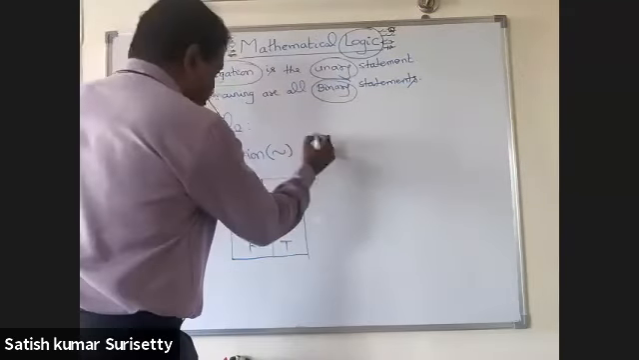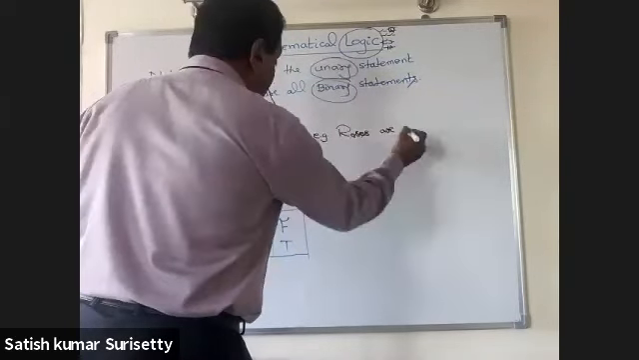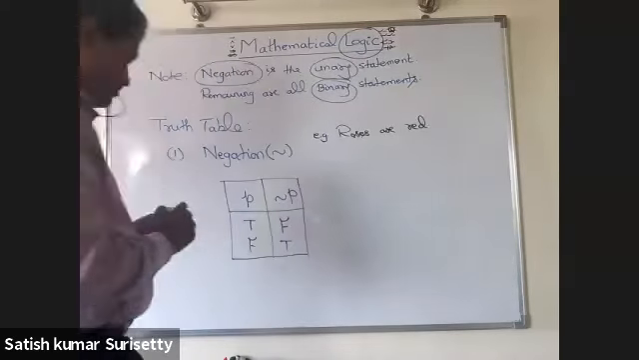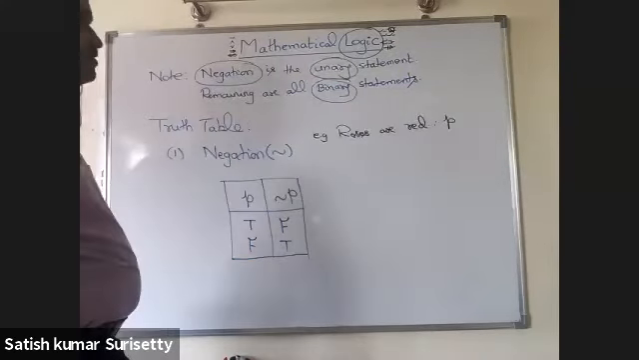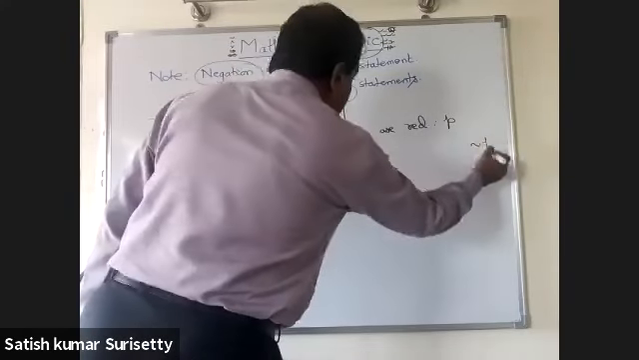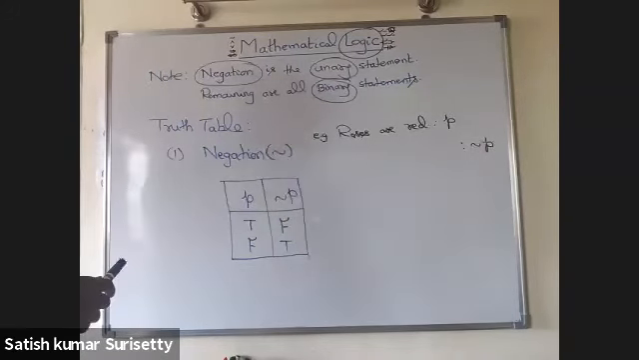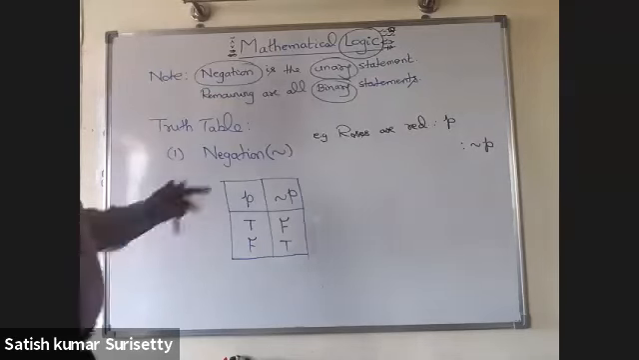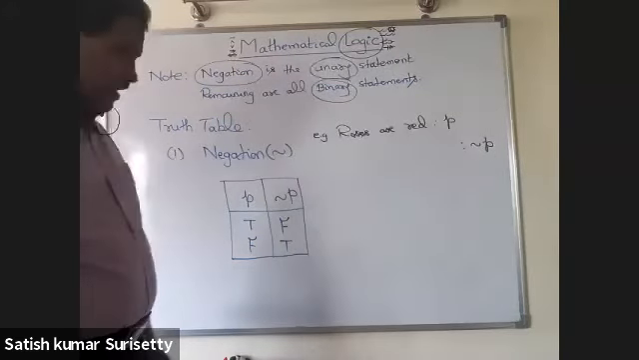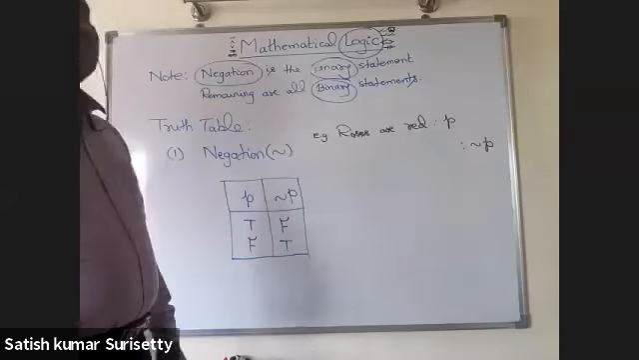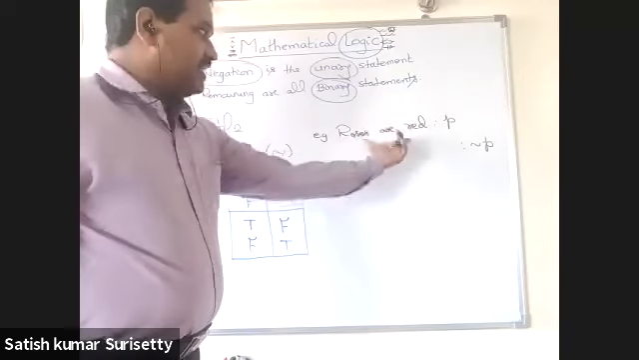Let us add some examples also. Roses are red. Now, I am denoting this as statement P. Then how do we write the negation of the given statement? Roses are red. What is the verbal form that you have used for the negation? Not. That means you have to insert the word not in an appropriate position in this given statement.